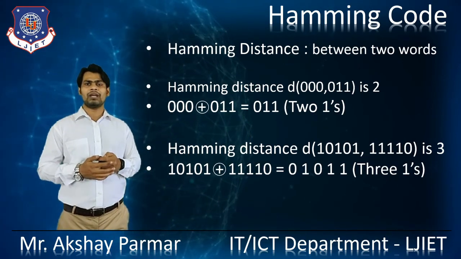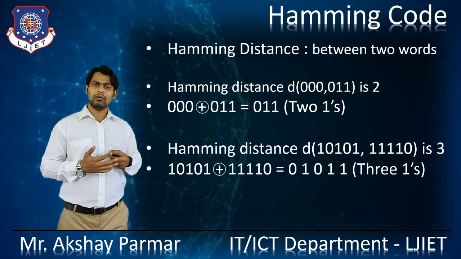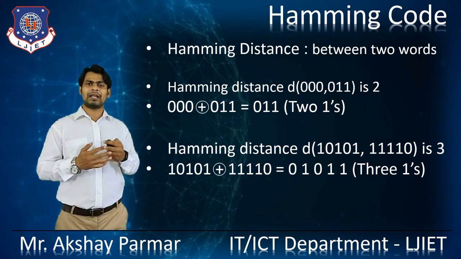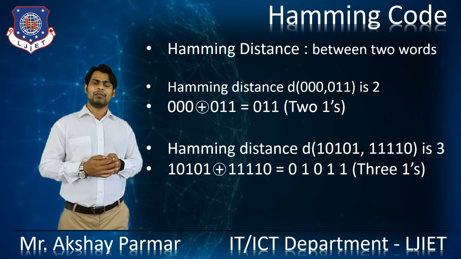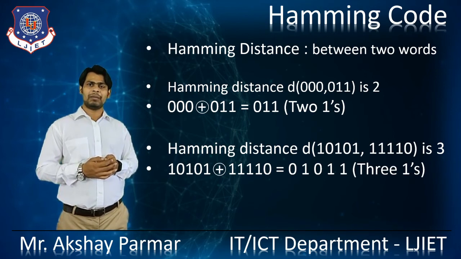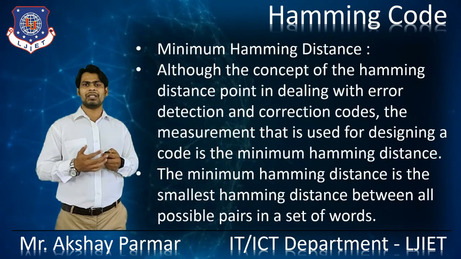So that's how we are finding out the Hamming distance, right? We are simply applying the XOR operation between the two words, and we are finding the number of ones in the result. The number of ones in that result is the Hamming distance there, right? So after getting that, what is the Hamming distance?